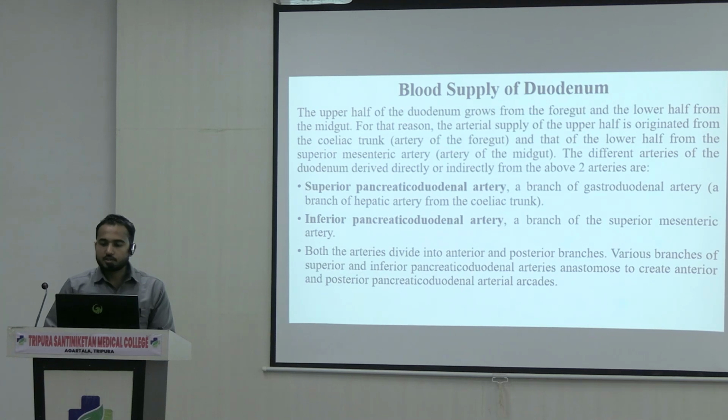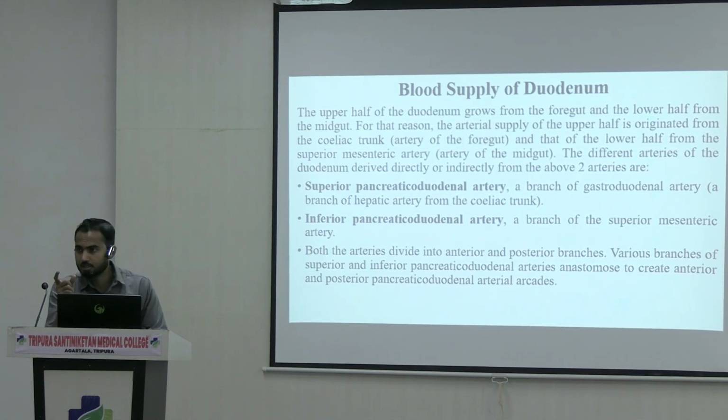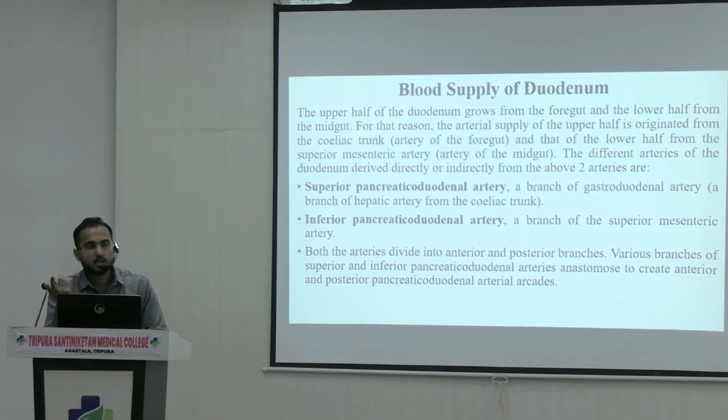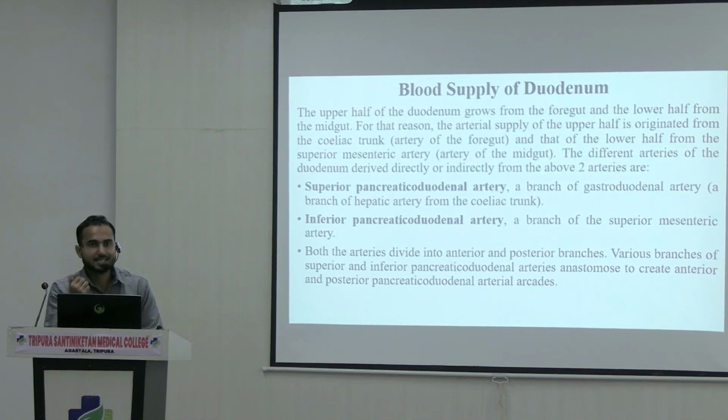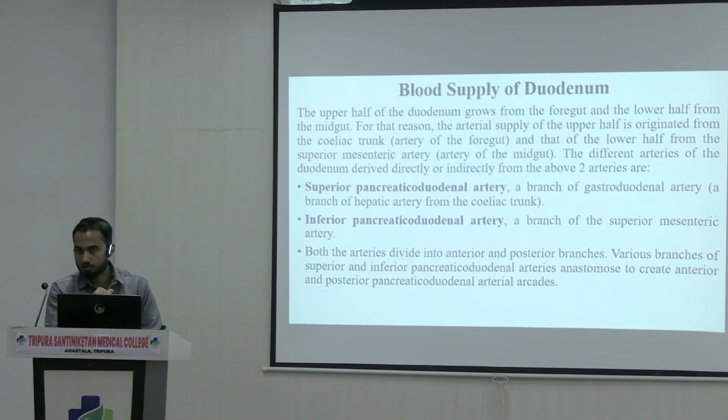Next, the blood supply of the duodenum. The blood supply is very important because the first part of the duodenum is prone to ulceration, and among the reasons for that, one important reason is the blood supply. The duodenum develops from both the foregut and the midgut, which is why it is supplied by the celiac trunk as well as by branches of the superior mesenteric artery.